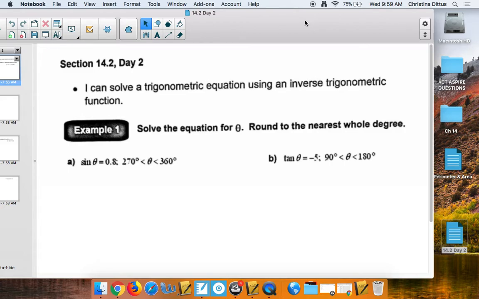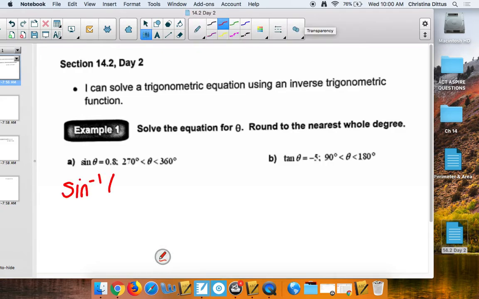Okay, all right, if I need to find an angle, a theta, and I know the sine of that is 0.8, what do I use to find that angle? My inverse function, okay? So what we're going to put into our calculator is inverse sine of 0.8. When we put that in our calculator, what do we get out?